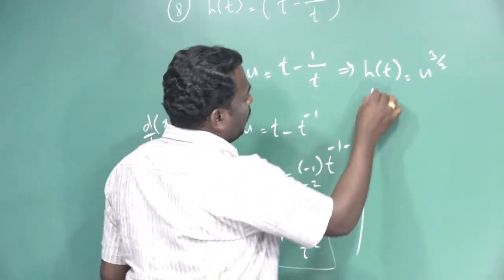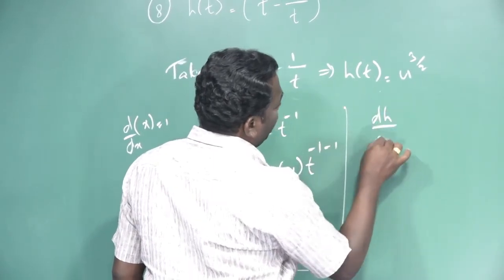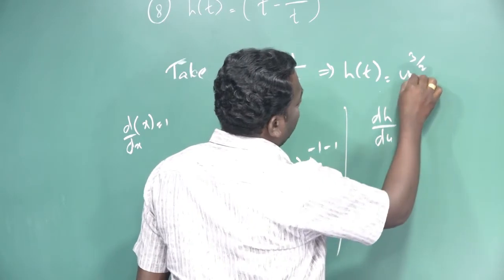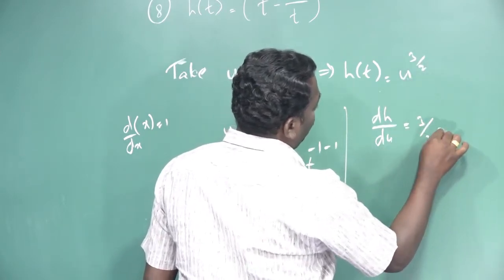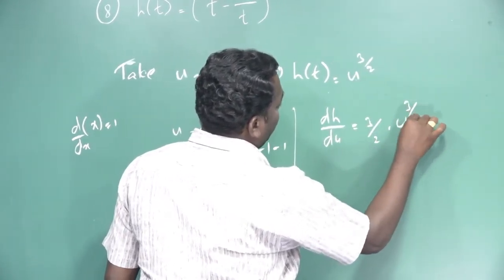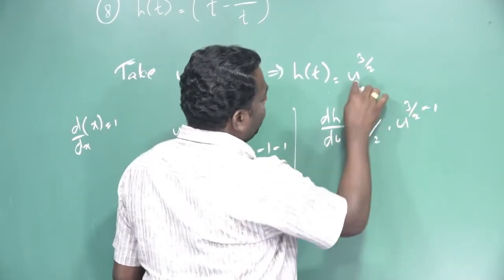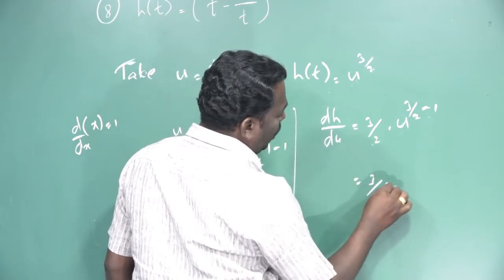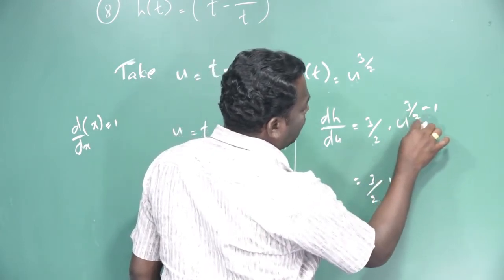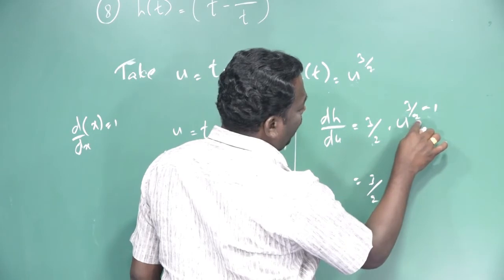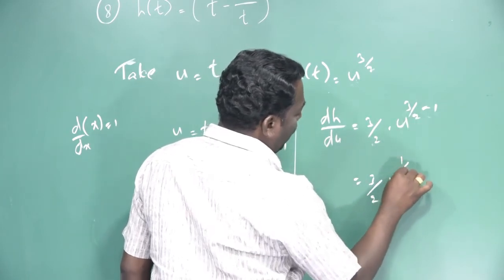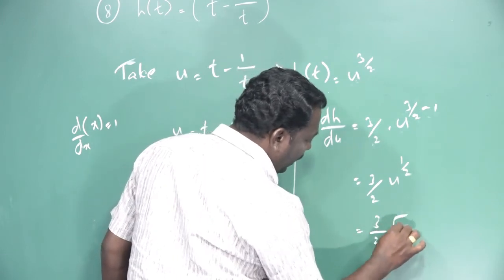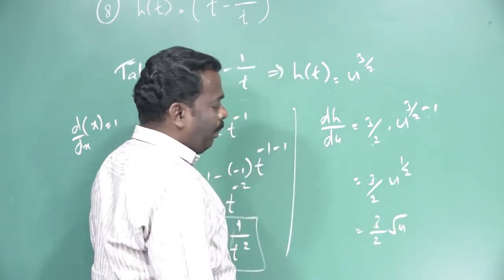Now next, differentiate the function h with respect to u. dh by du equals, by the x power n formula, 3 by 2 into u power 3 by 2 minus 1. That is n into x power n minus 1. That is 3 by 2 into u power, taking the common denominator, 3 minus 2 by 2, which is 1 by 2. That is equal to 3 by 2 square root of u, because the power is 1 by 2.